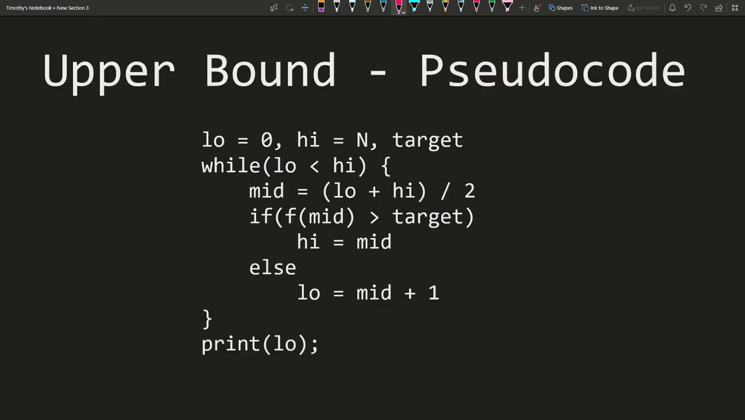Okay, so here I've provided some upper bound pseudocode, which looks very similar to the previous code, but the only small difference that you'll see between upper bound and lower bound is this inequality right here. For lower bound, this inequality is actually greater than or equal to, while in upper bound, it's simply greater than. So you're just going to pass in f of mid and check whether or not that value is greater than our target. And so that's the pseudocode for upper bound.